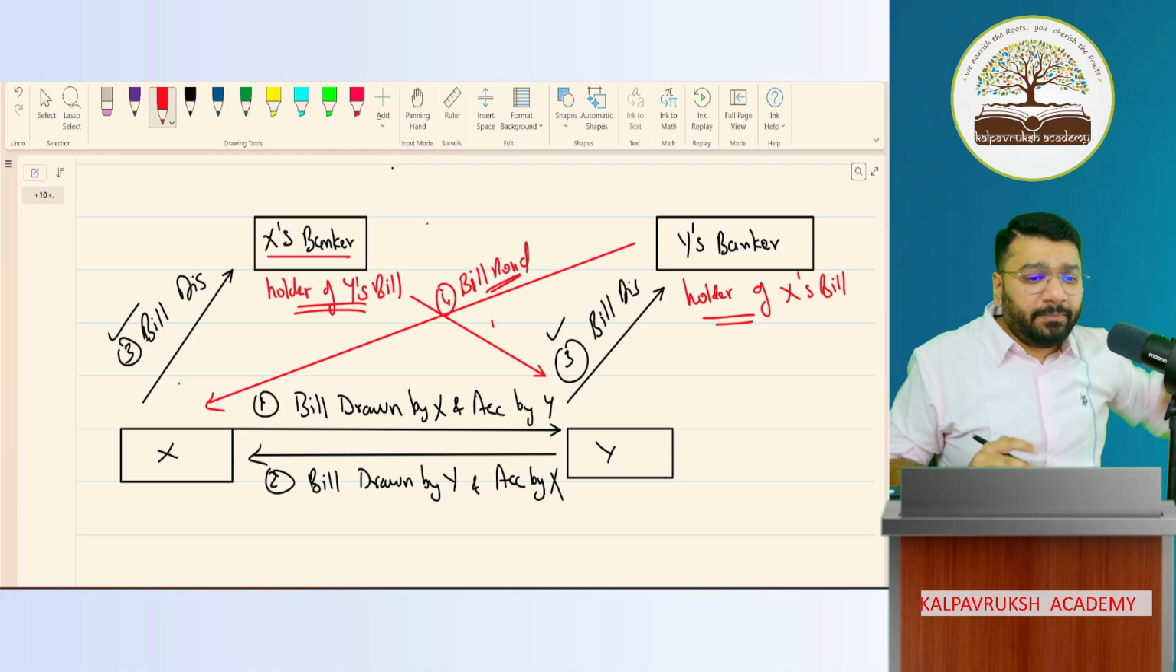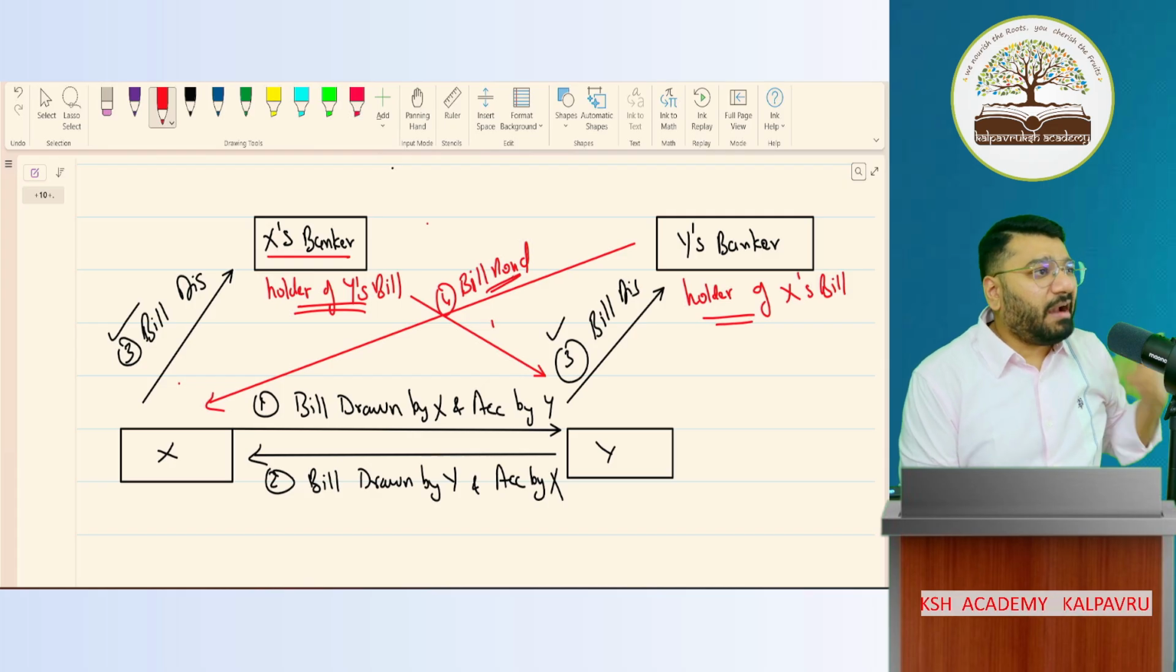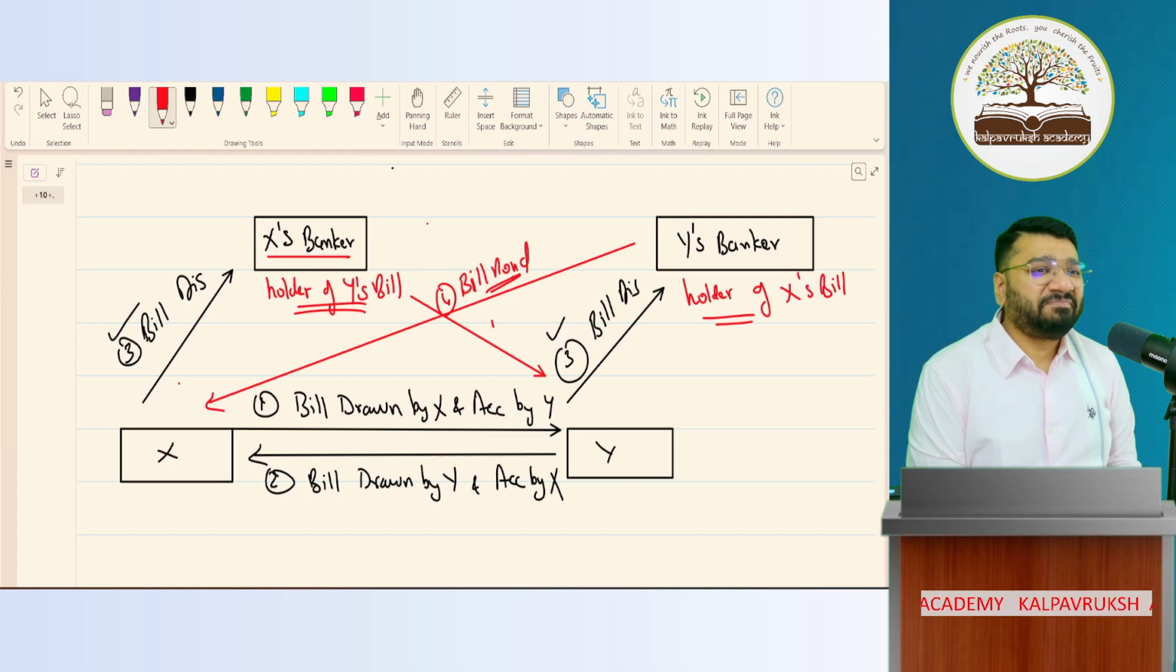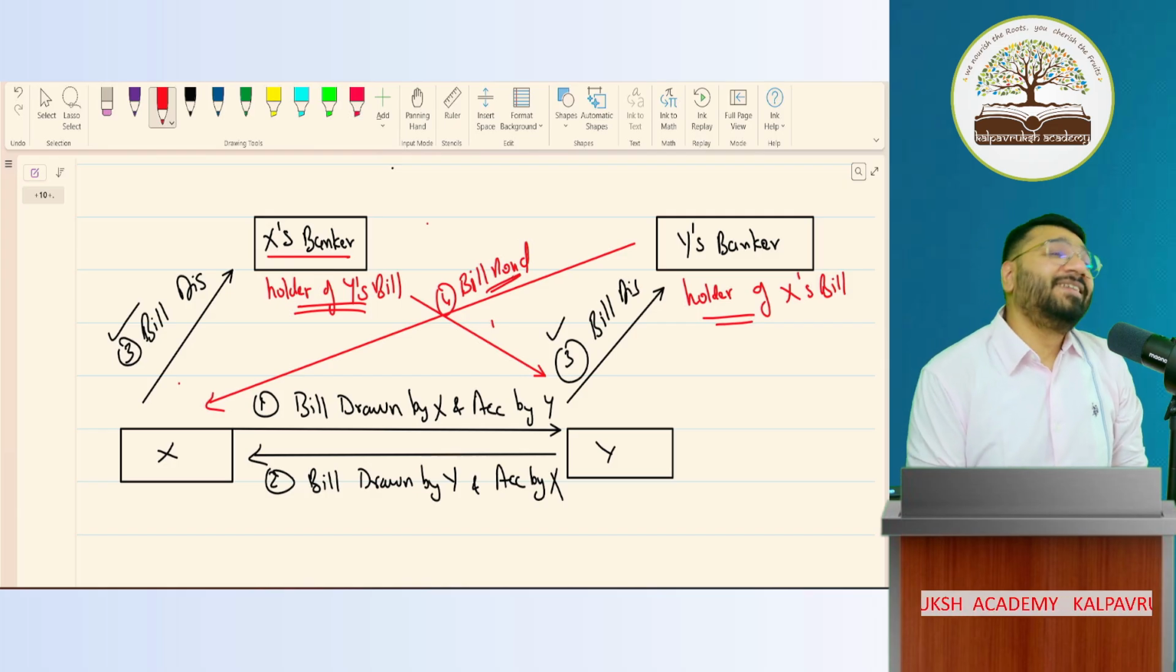Can you please draw this diagram? I'll give you 2 minutes of time. You have to be an artist like me. Clap. Oh, he wants to clap for me. Clap. Very good. Clap, clap, loud. Okay. Start now.